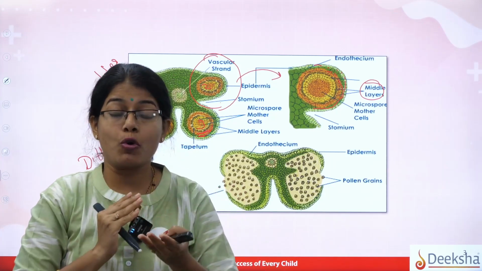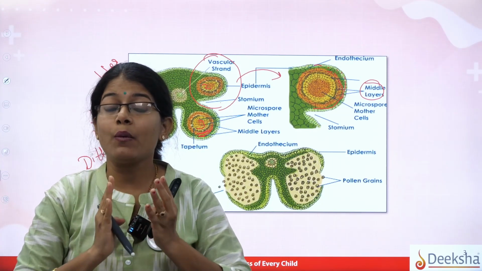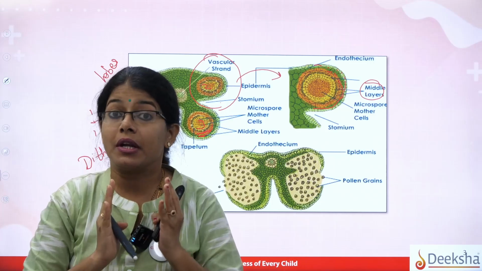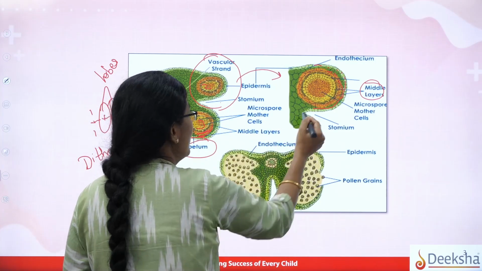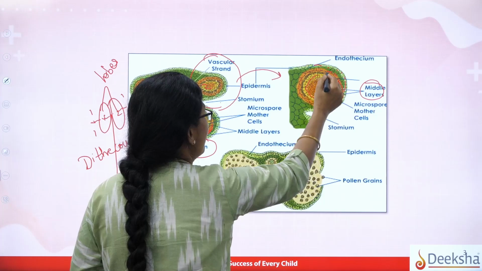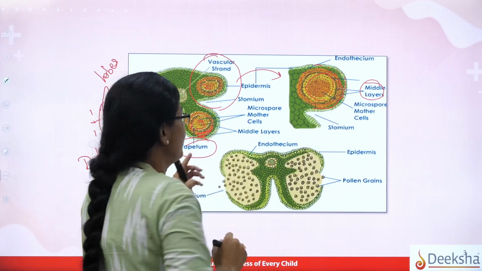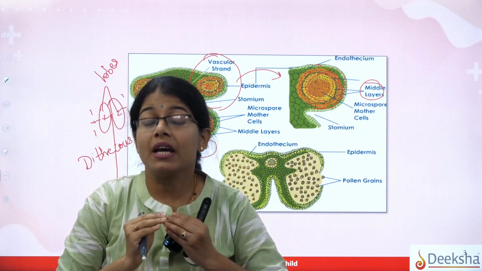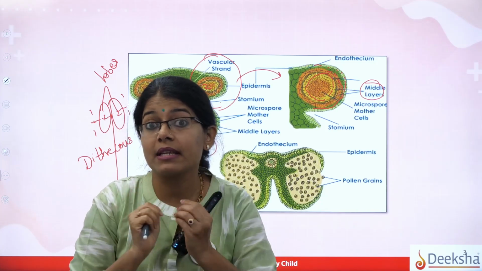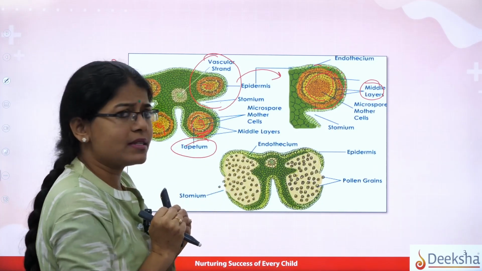And next you go further, you get the very, very important nourishing tissue or the cells that is called a tapetum. So here is a tapetum, right? So this tapetum is a very important part because it provides nourishment to the cells which are present inside. And what is present inside?